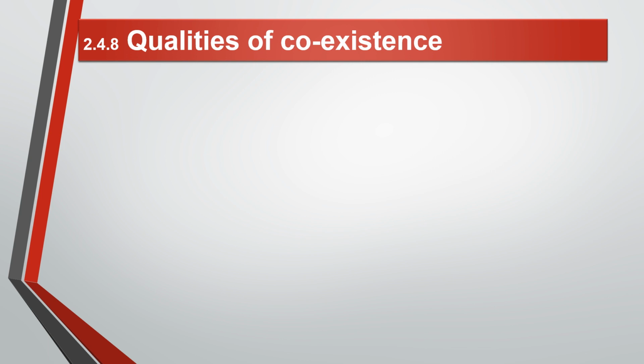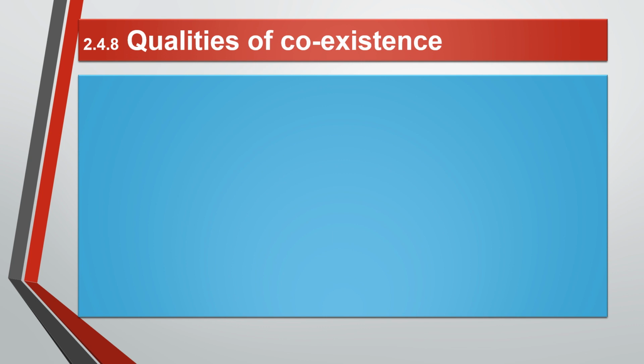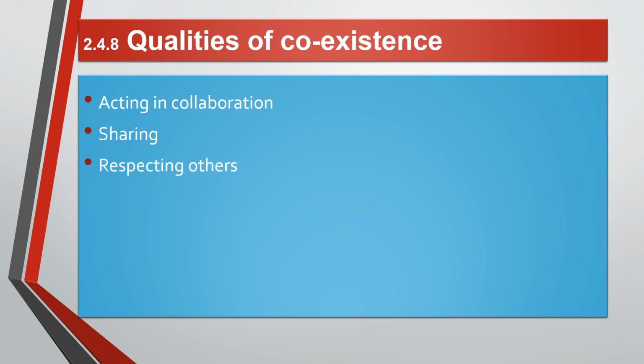So now we will see qualities of coexistence. So what are the qualities of coexistence? The first one, acting in collaboration. So working together, sharing. So you need to share your resources with others. Respecting others. So we need to respect the others. We must respect the dignity, human dignity. Cordiality. Cordiality means collaboration, working together or living together.